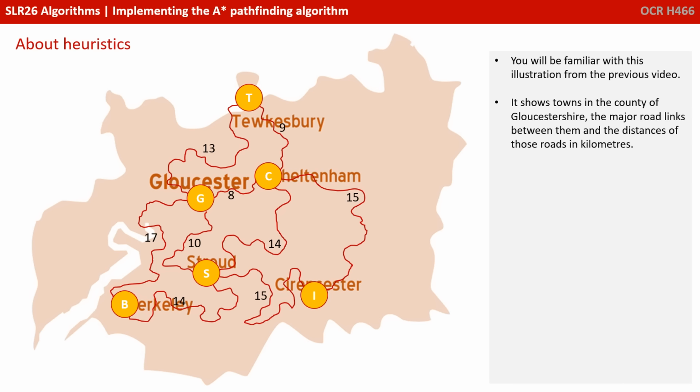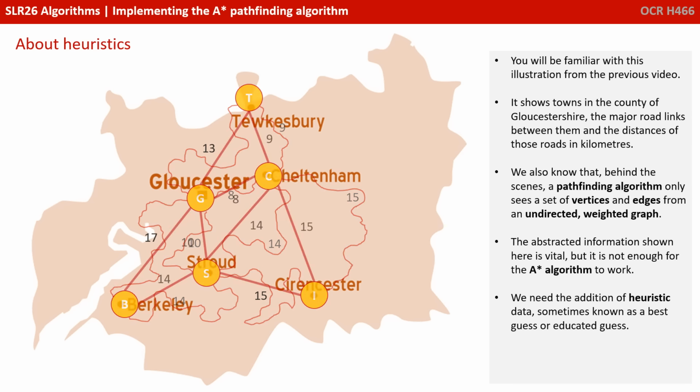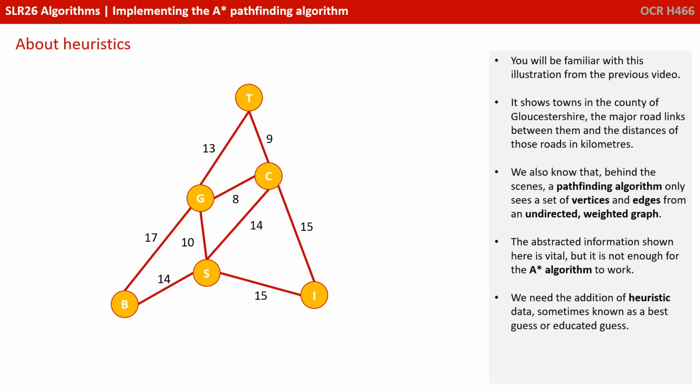You'll be familiar with this illustration from the previous video. It shows towns in the county of Gloucestershire, the major road links between them, and the distance of those roads in kilometres. We also know that behind the scenes, a pathfinding algorithm only sees a set of vertices and edges for an undirected, weighted graph. The abstracted information shown here is vital, but it is not enough for the A* algorithm to work on its own. We need the addition of heuristic data, sometimes known as a best guess or educated guess.